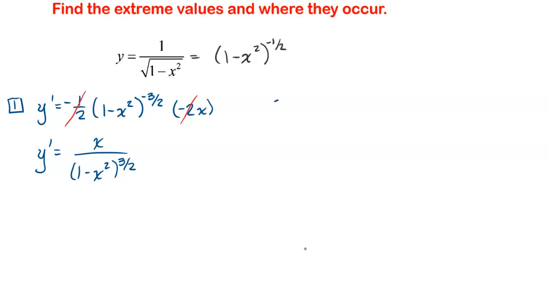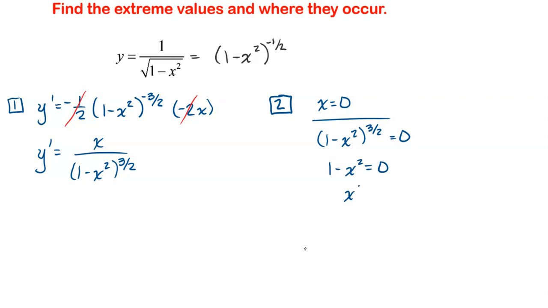So step 2, my critical points will be x equals 0, and then set the denominator equal to 0. That inside part will have to equal 0, which means x squared will have to be 1. So we could have plus or minus 1.